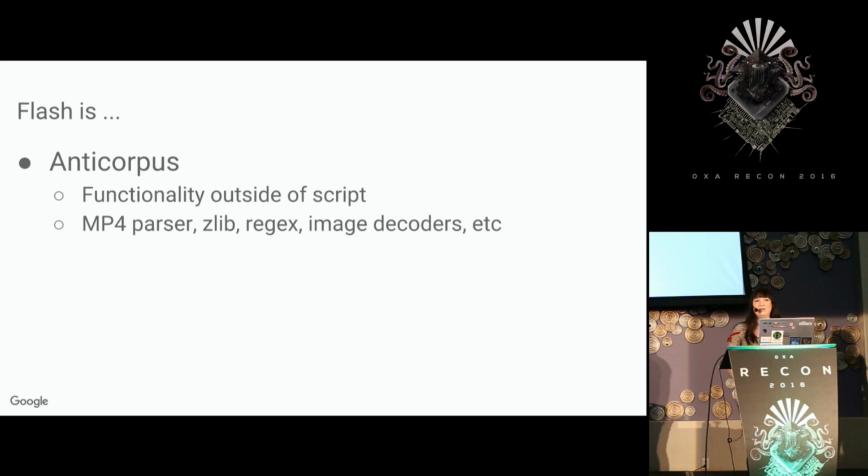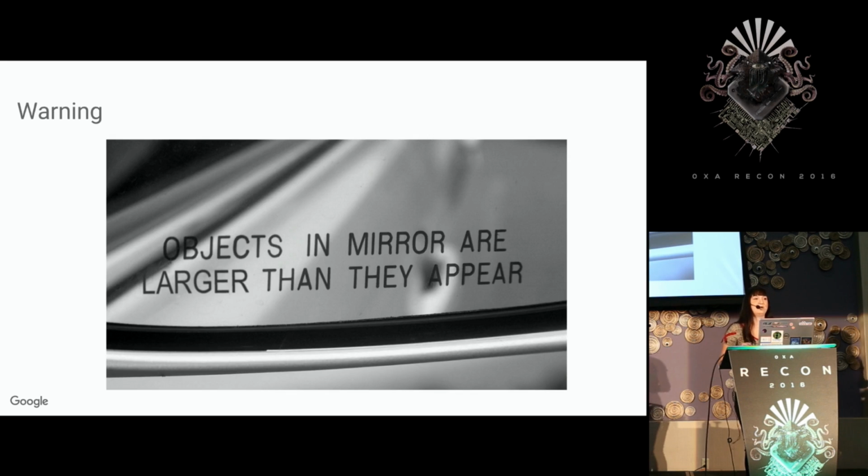And the final part of Flash is what we call the anti-corpus. And this is all the functionality outside of script. So this is the MP4 parser, zlib, regex, image decoders, all the libraries that process data types but aren't really part of script. And I also want to start with a quick warning.